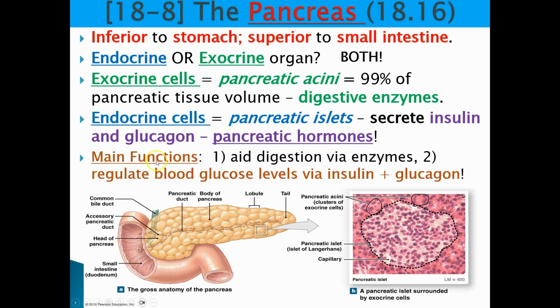But for now, understand that the main function of the pancreas is to aid in digestion via enzymes. That's the pancreatic acini region, and that's probably what you should bold in green. All right, but its main function related to the endocrine system is to regulate blood glucose levels, and it does so through the secretion of both insulin and glucagon. It's primarily insulin after meals and during meals, and then glucagon as we're fasting, in a state of fasting. So many hours after consuming a meal, you would expect glucagon to maintain our blood glucose.